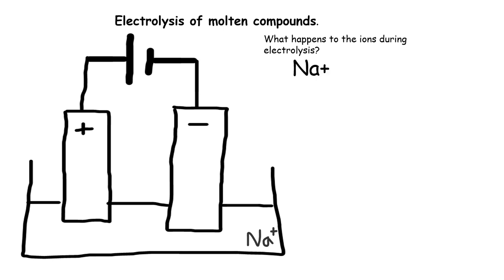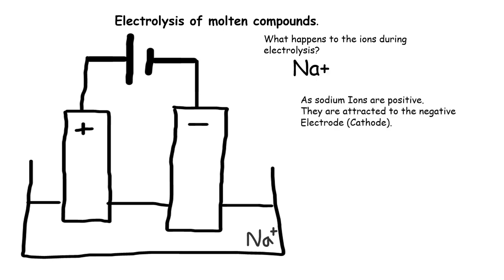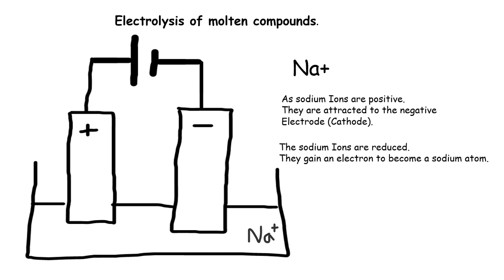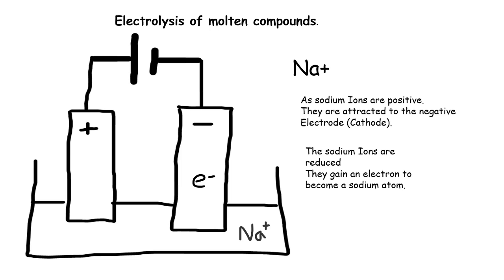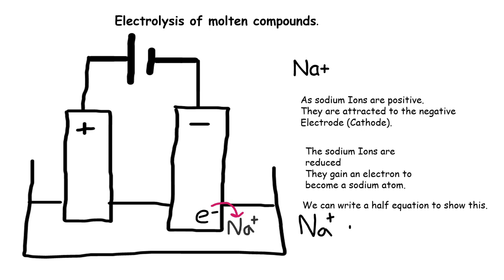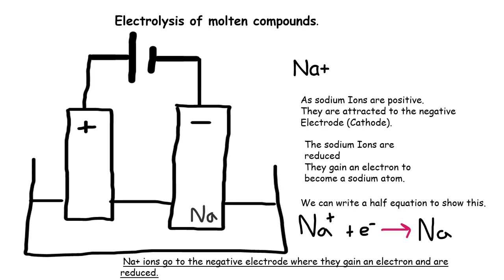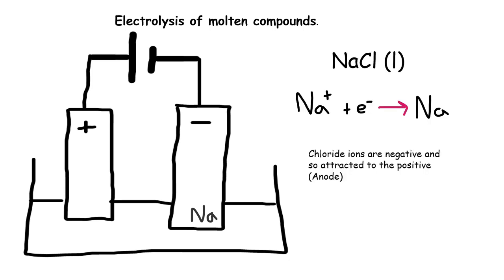What happens to the ions during electrolysis? The sodium ions have a positive charge and so are attracted to the negative electrode. Opposite charges attract. The sodium ions are reduced by gaining an electron to become sodium atoms. The electron moves down the cathode and into the cation. We can write a half equation to show this: Na+ + e- becomes Na, a neutral sodium atom. Sodium ions go to the negative electrode where they gain an electron and are reduced.